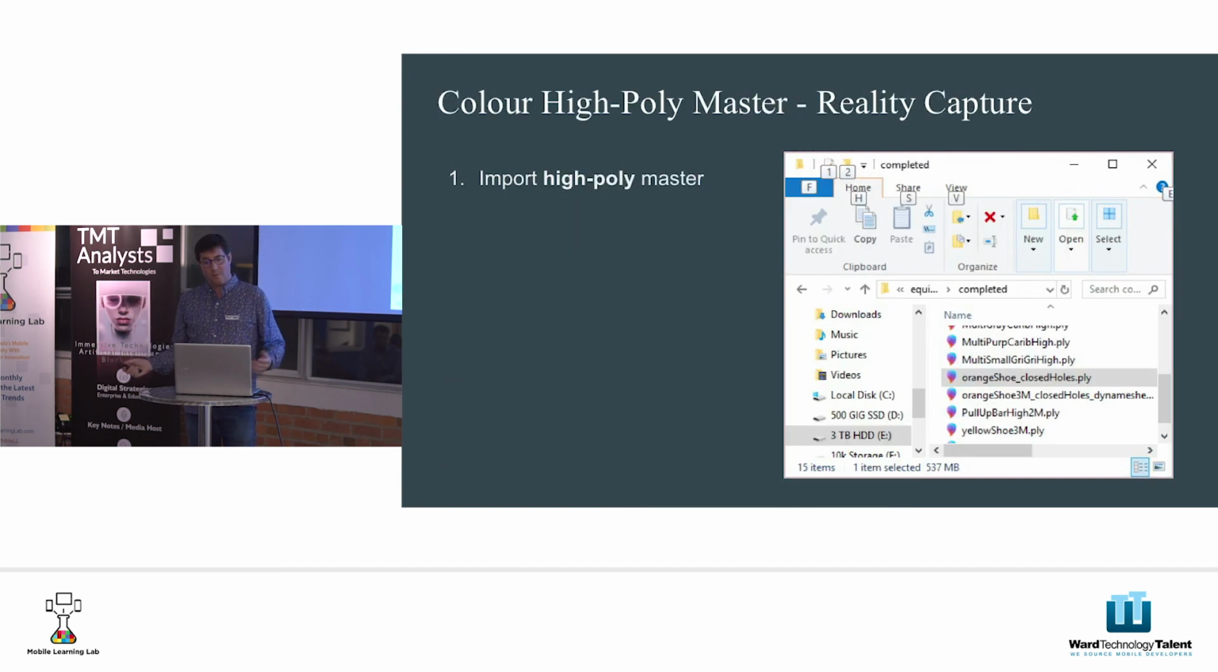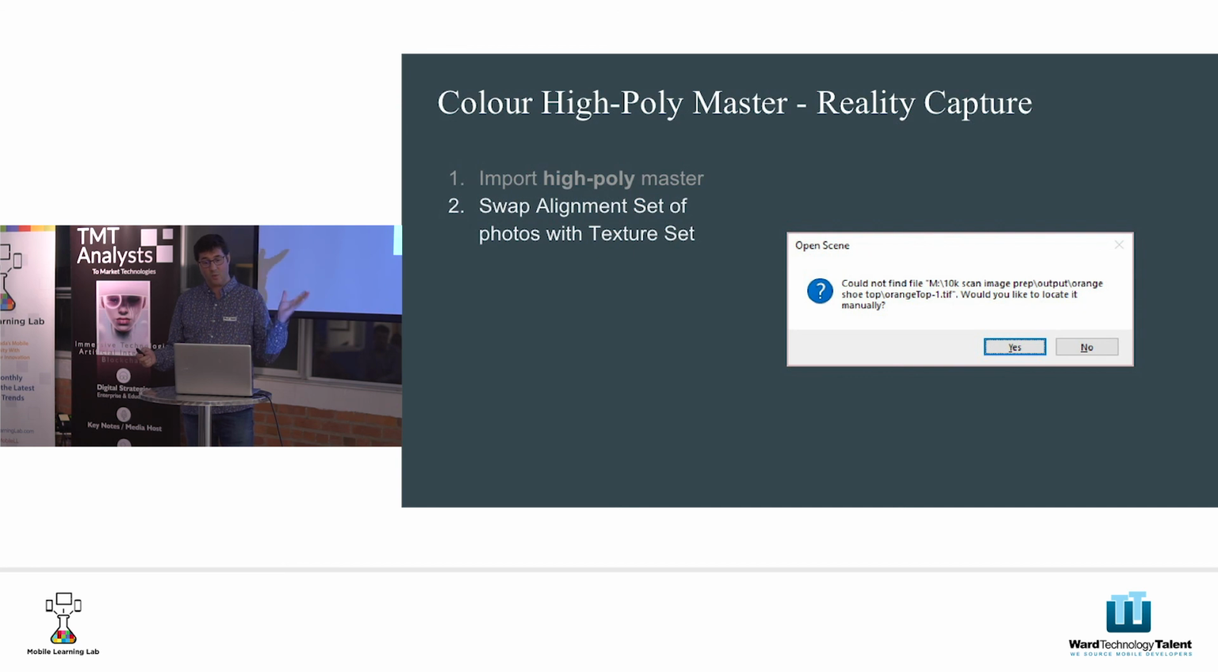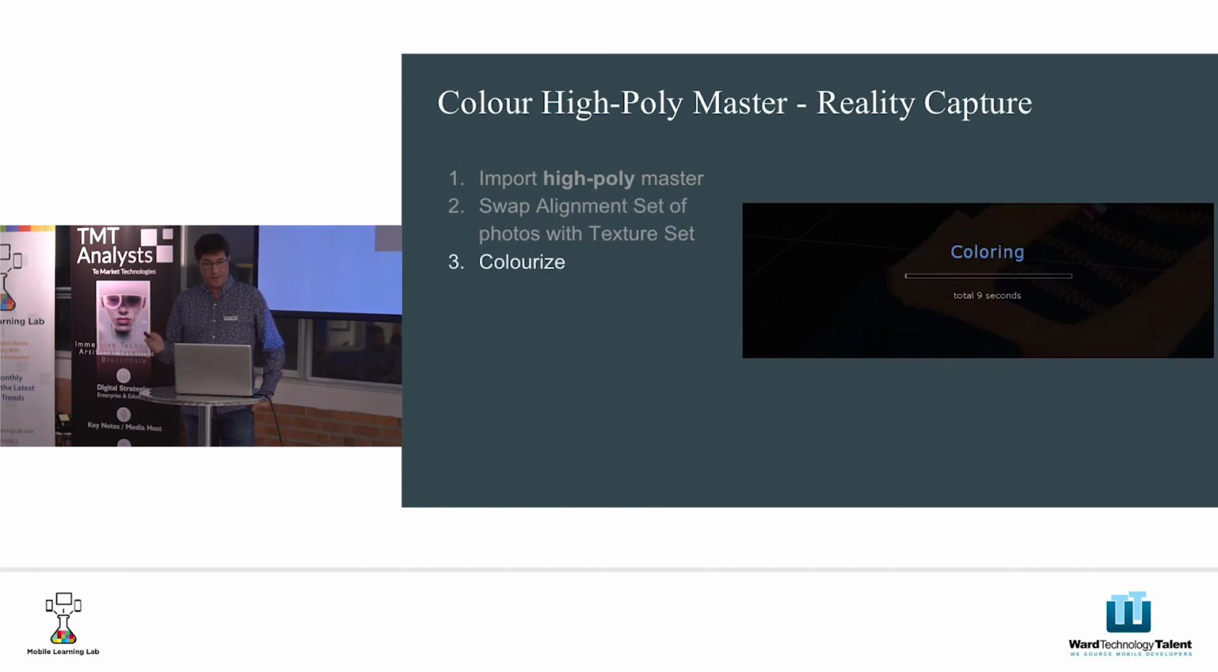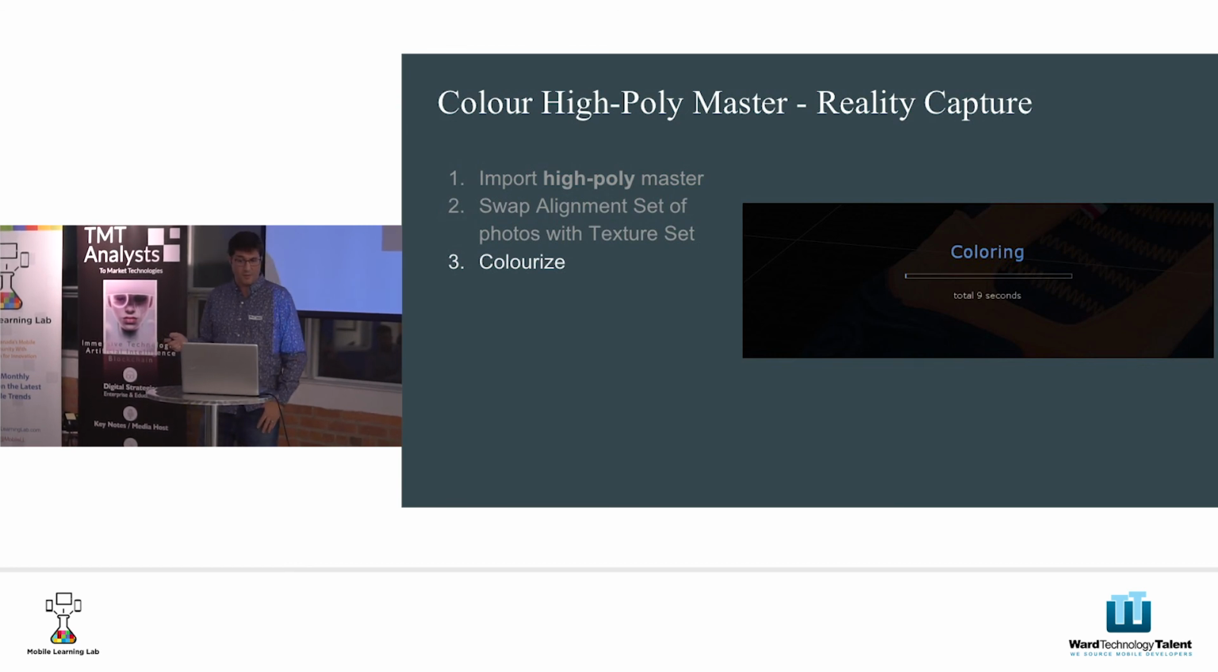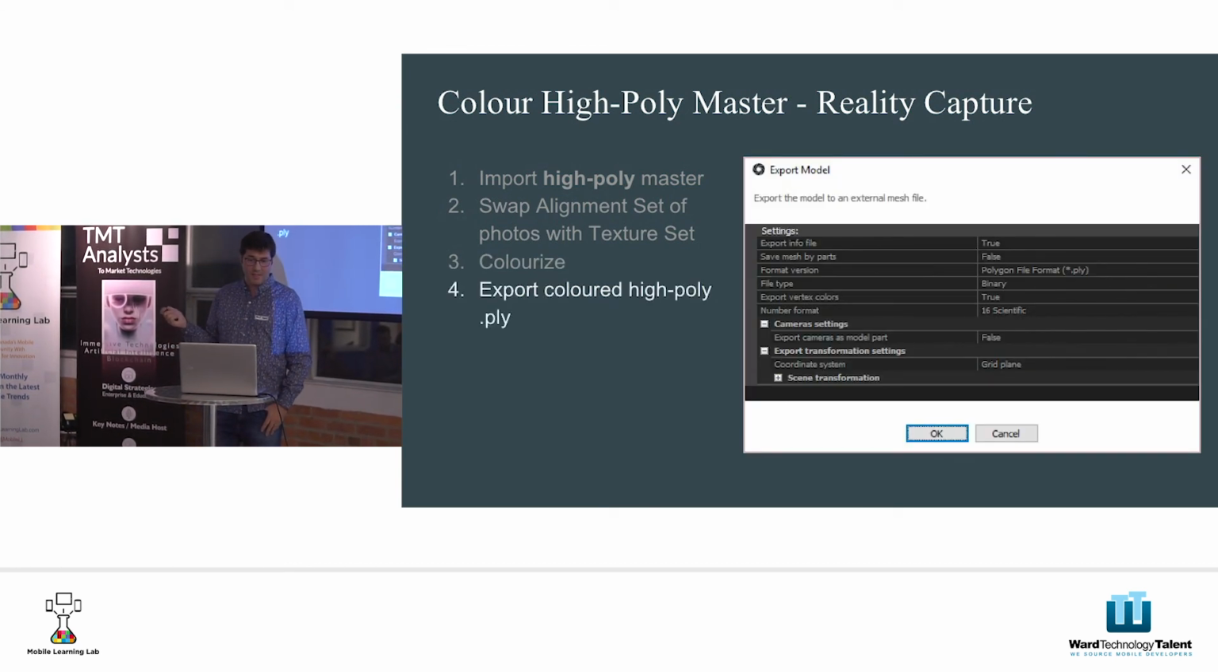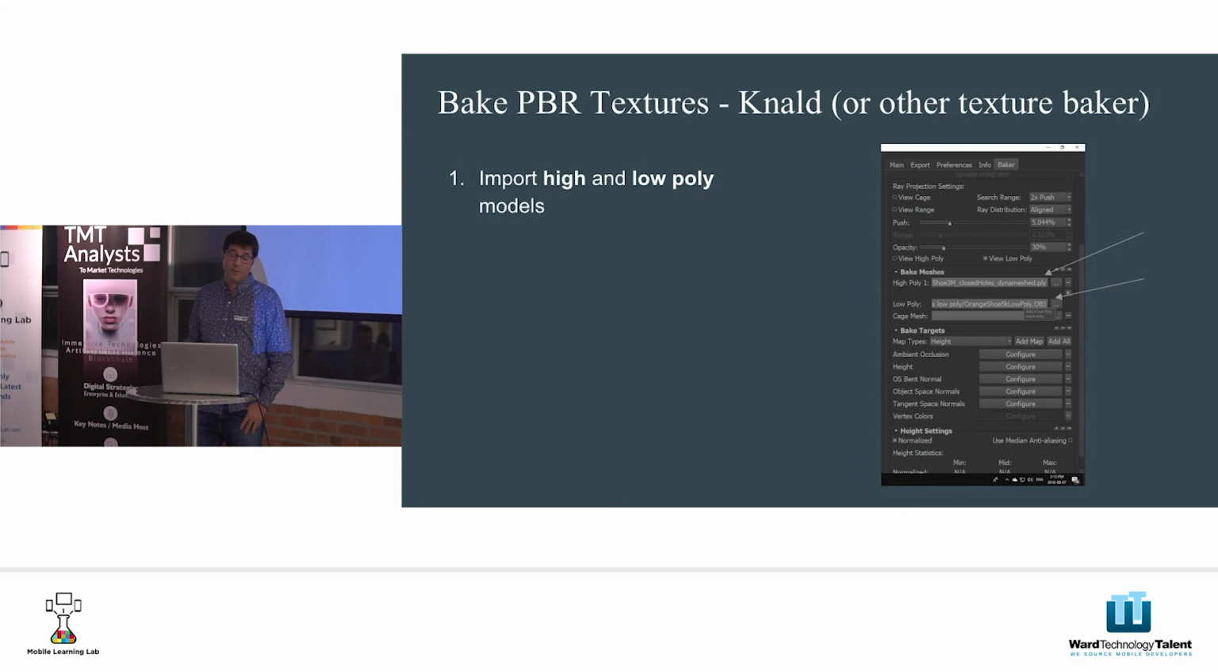We're bringing in our high poly master, and we have our low poly, and we're swapping our alignment set of textures, they don't have to align anymore. Now we're going to make the perfect model. I'm colorizing the high poly with my visually pleasing texture set versus the alignment, exporting some stuff, and now we're going to do texture baking.